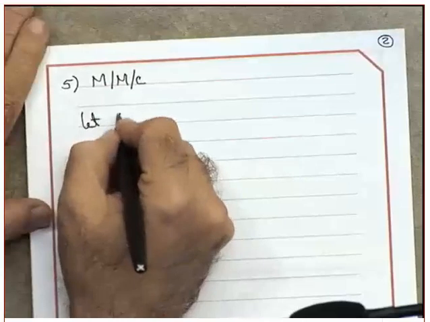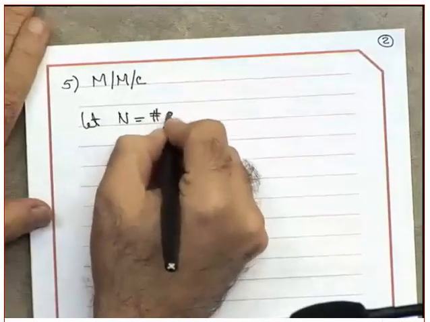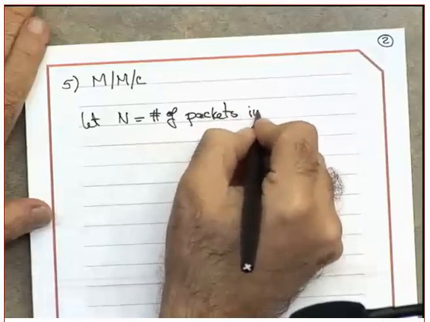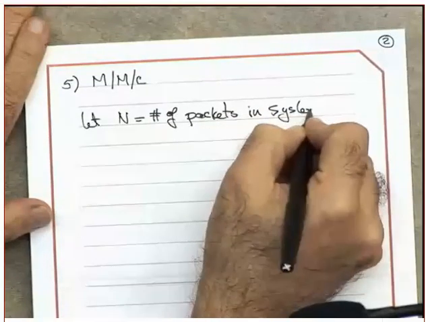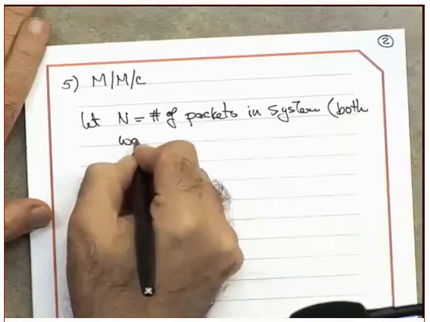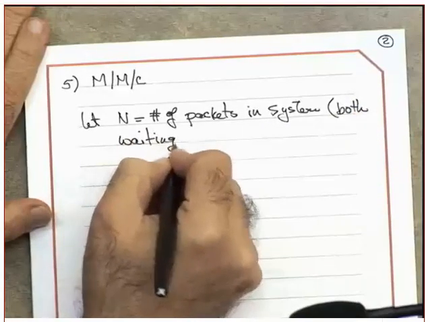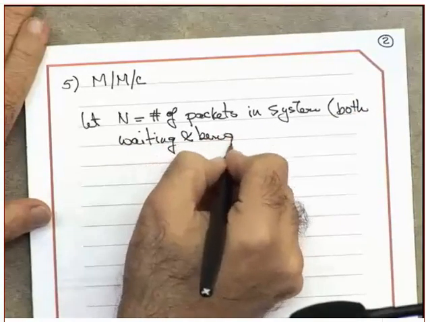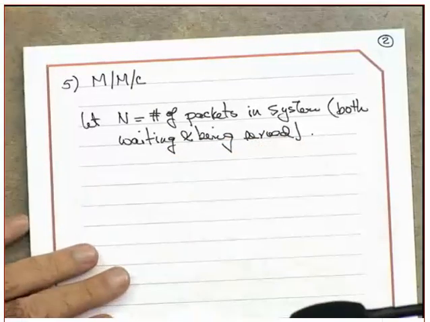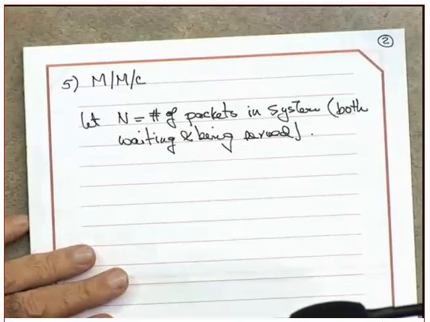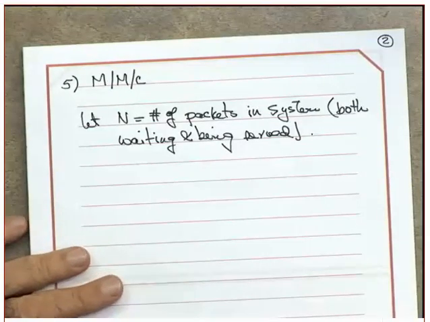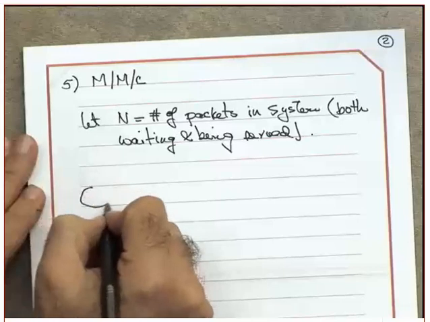Let n be the number of packets in system, both waiting and being served. Both waiting and being served. Clear? How many states do we have? Infinite number of states. Clear? Infinite number of states. Let's catch a couple of them.